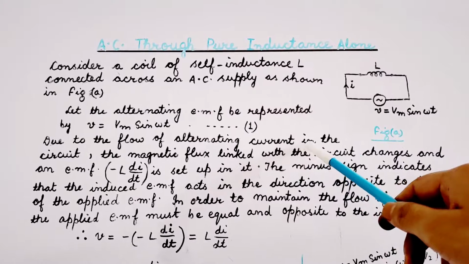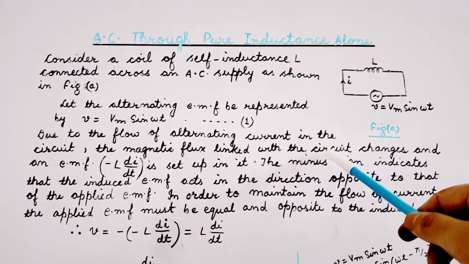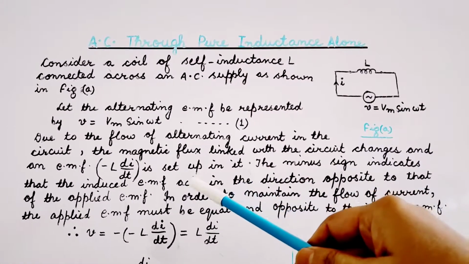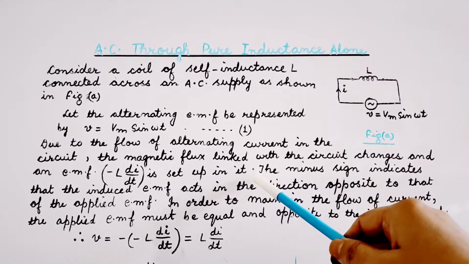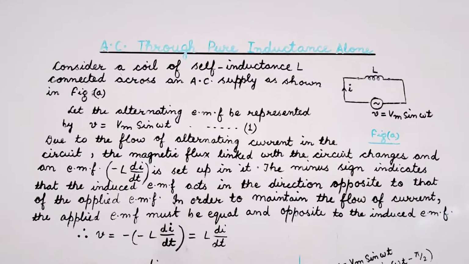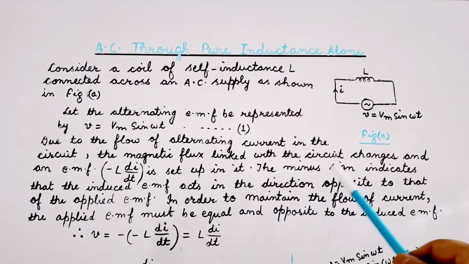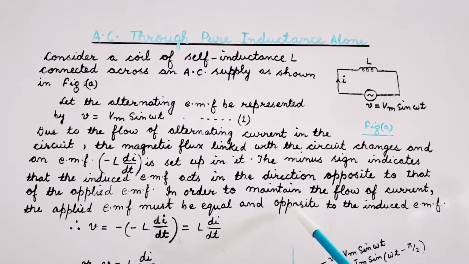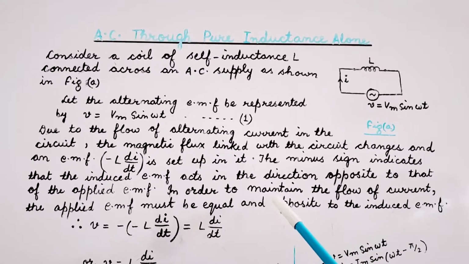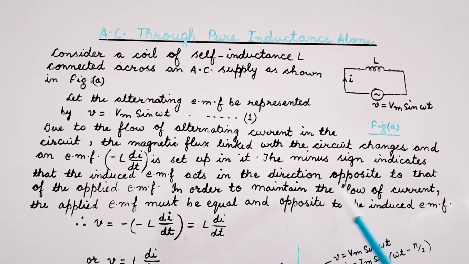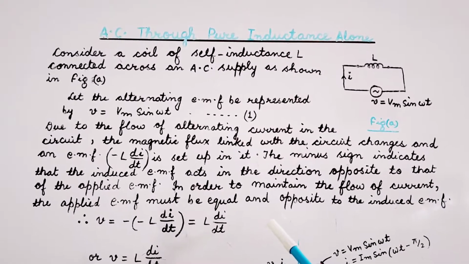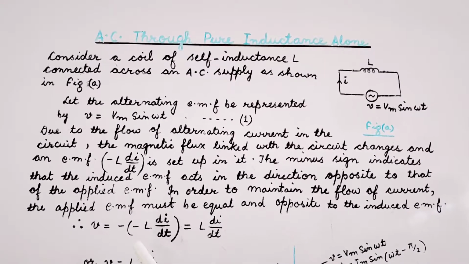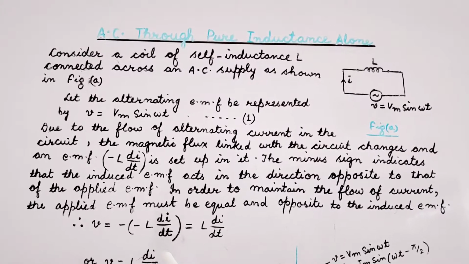Now, due to the flow of alternating current in the circuit, the magnetic flux linked with this circuit changes and an EMF minus L di by dt will be set up in the coil as per Lenz's law. Now, this minus sign indicates that the induced EMF acts in the direction opposite to that of the applied EMF. So, in order to maintain the flow of current, the applied EMF must be equal and opposite to the induced EMF. So, the value of small v should be equal to negative of minus L di by dt.